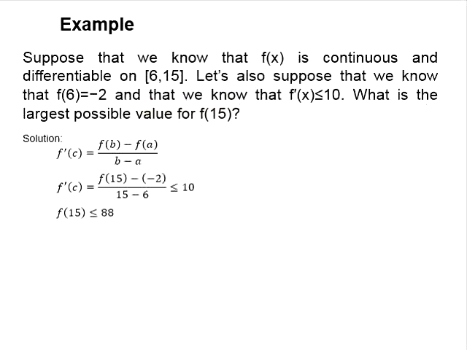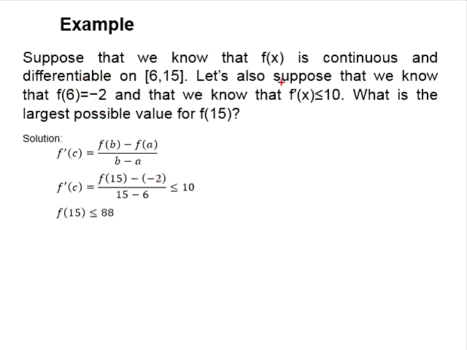And we know that this is related to the mean value theorem. The equation for the theorem is given here. The range is given, 6 to 15. That means the division here will be 15 minus 6, and the function here will be f(15) minus f(6). It is given that f(6) is equal to -2. Substitute this into the function of f(6).